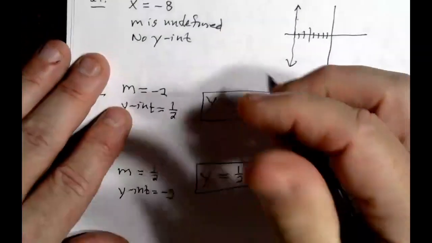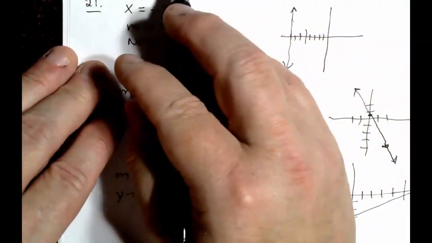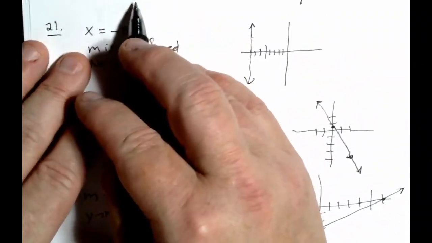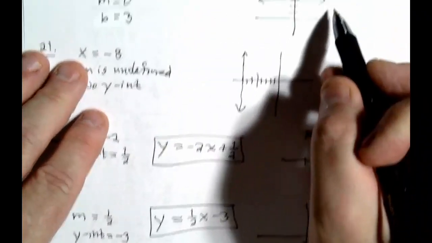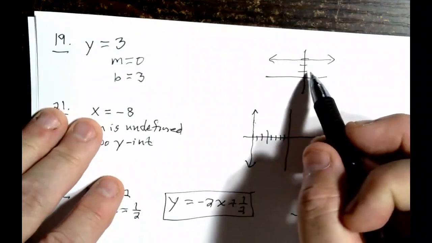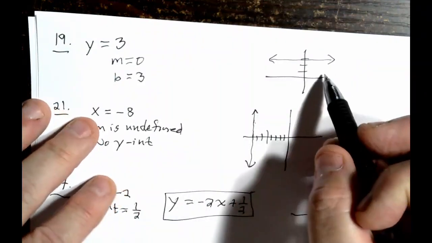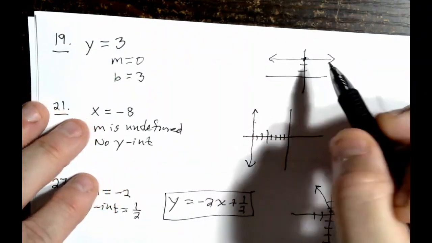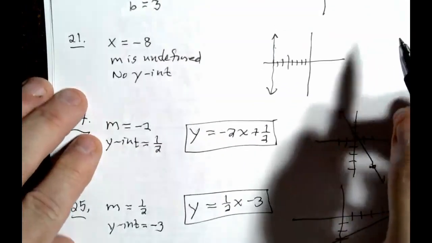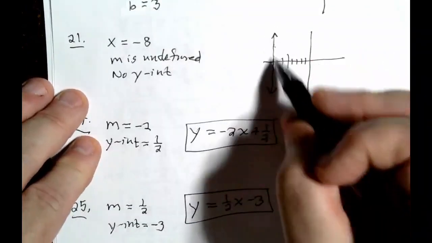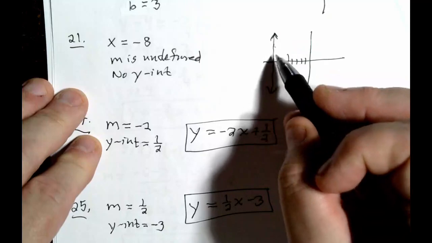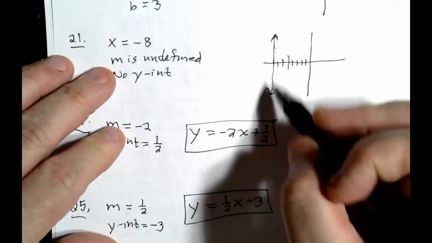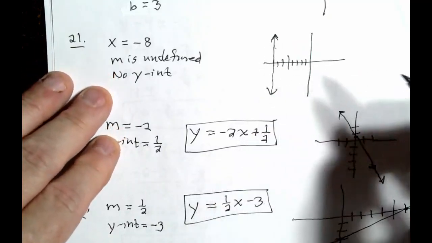19 says you got the equation y equals 3. Find the slope and the y-intercept. Y equals 3 is a horizontal line going through 3, so it's got a slope of 0, and its y-intercept is 3. X equals -8 is a vertical line going through -8, so it's undefined slope and it doesn't have a y-intercept.